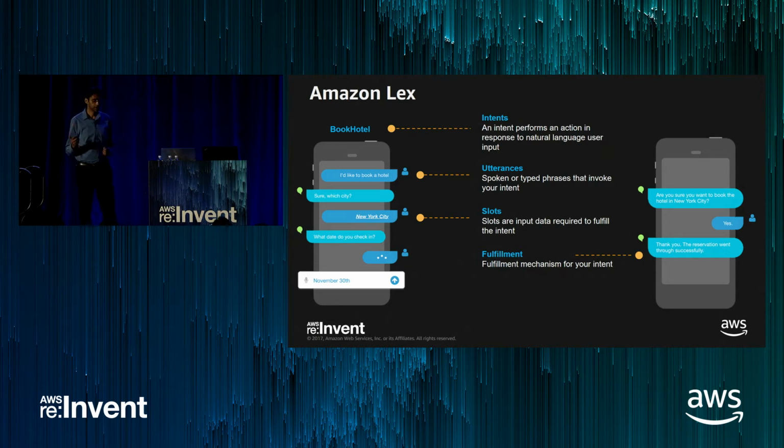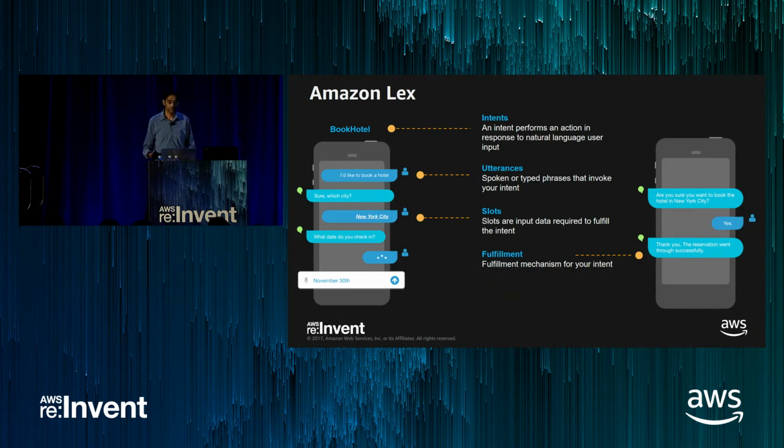And book hotel is just one such intent. A bot can have multiple intents. The way you invoke this intent is by speaking or typing certain phrases. So for example, in case of book a hotel, I like to book a hotel, or I want to make hotel reservations, are some of the sample utterances that the developer provides as part of defining this chatbot.